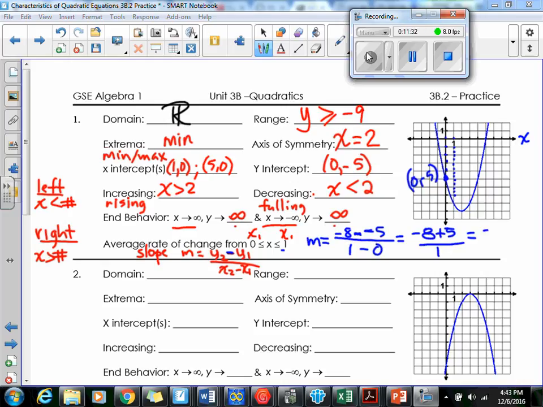-8 plus 5. Pick up your calculators. It's okay. Tell mom and dad we said it's okay to use your calculators now. Because we don't want anyone getting this wrong just because of a sign error, right? So that is your average rate of change, AROC. Remember that from a previous unit?